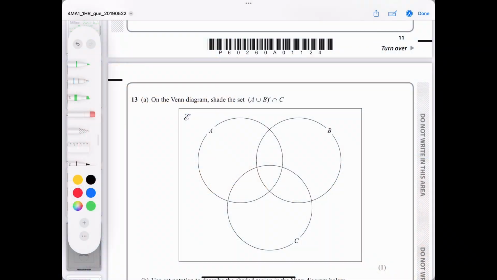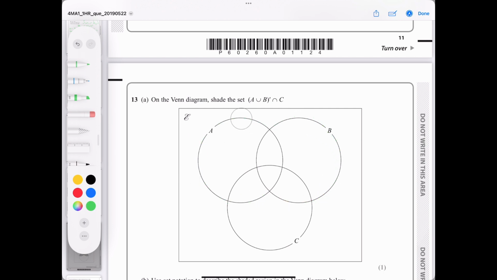On the Venn diagram, shade the set A union B, but not. So that means it's not anything in this bit here. So it's definitely not that bit or that bit. So all of that is a big no. So we'll get rid of that.